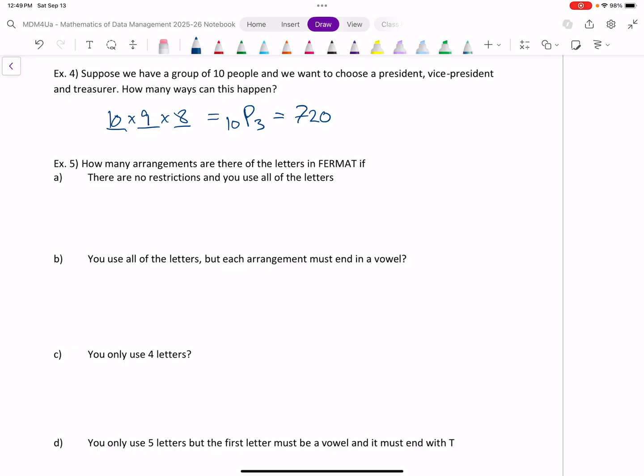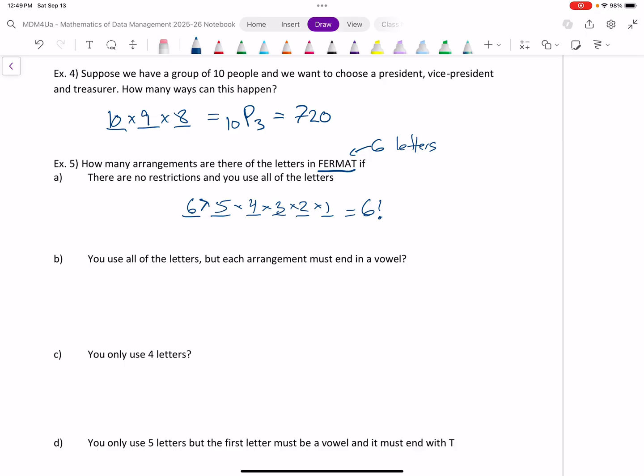How many arrangements are there for the letters of Fermat's? This is 6 letters. They're all different. If they weren't, that would be a different kind of question. The first one says, how many arrangements are there if there are no restrictions and you use all the letters? So this is like 1, 2, 3, 4, 5, 6. I use all the letters, so it's really just like this. We're assuming you can't repeat them, so I can only use them once. So this is just 6 factorial.